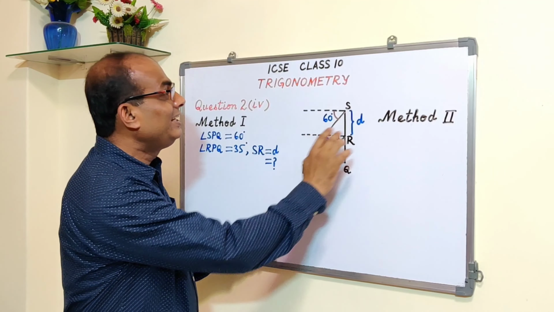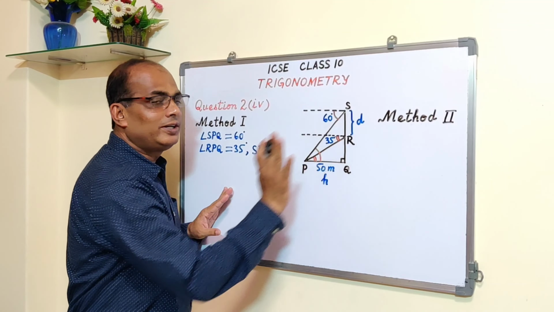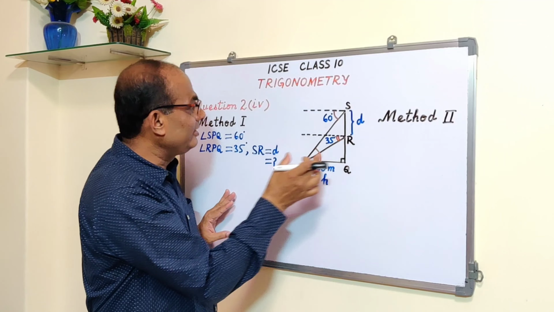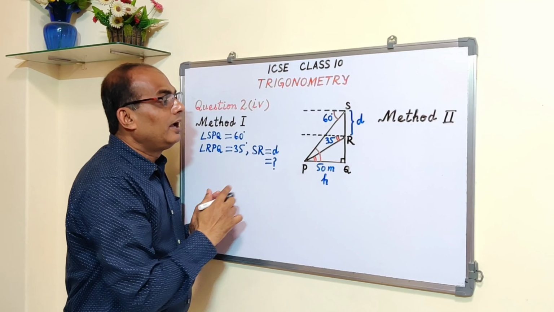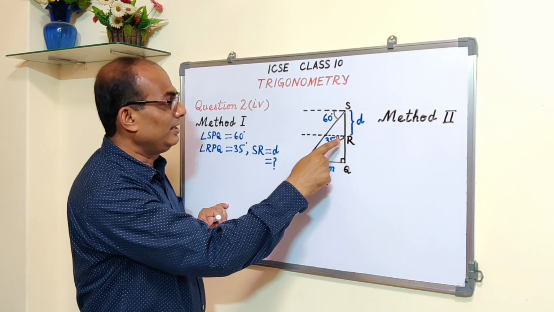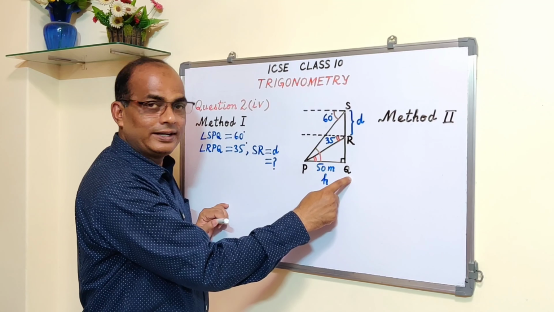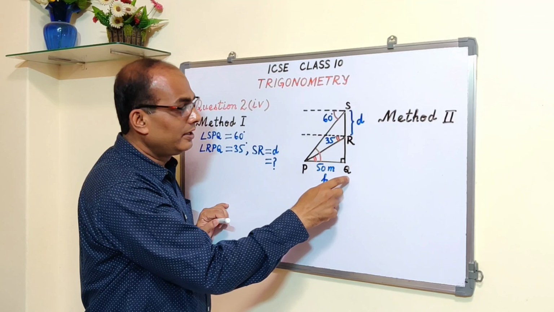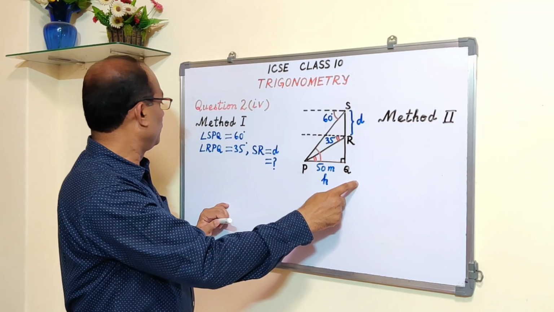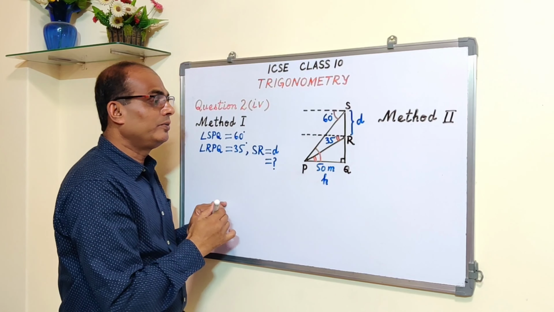Now, D we have to find out. Method 1 and method 2 I have already written. Method 2 will be a little shorter, I'll tell you. First, let me do by method 1. In this method, we are going to consider two triangles. One is SPQ, a right angle triangle, because this angle is 90 degree, and the other triangle is RPQ. So these are the two triangles that we are going to consider.